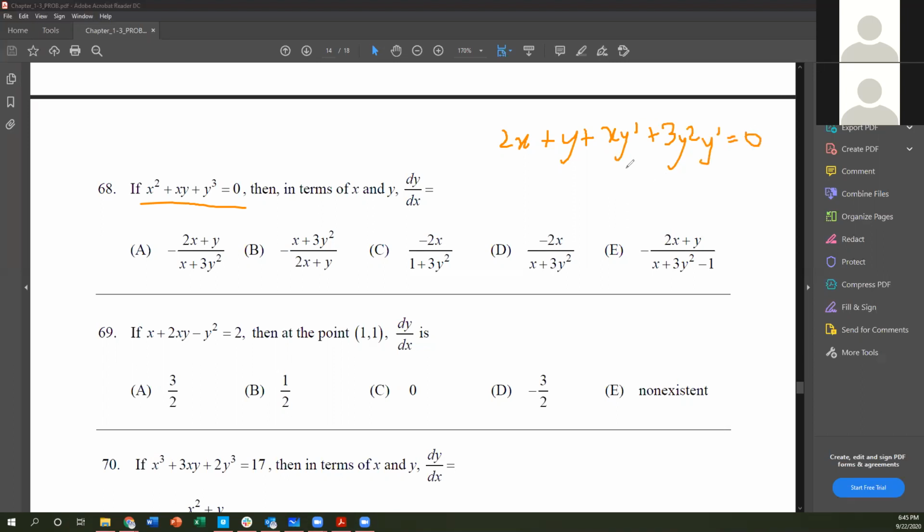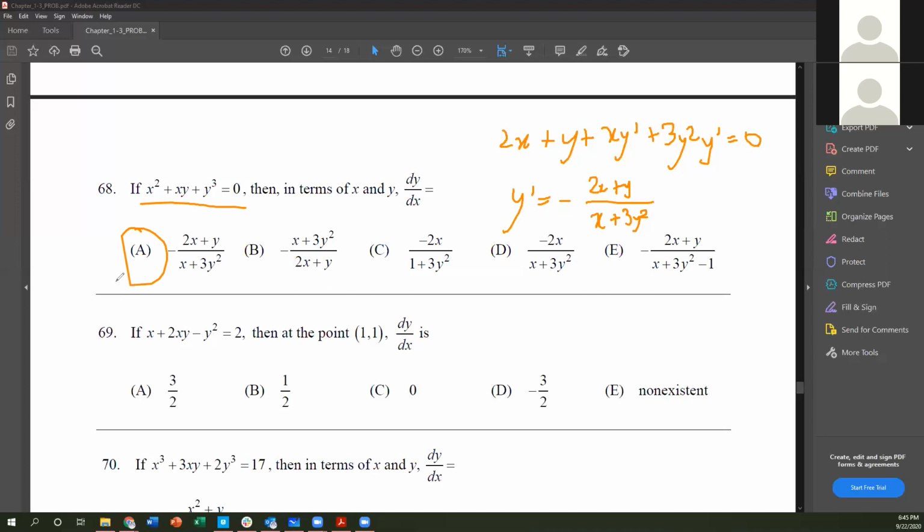So now you solve for y prime. Let's try and do this in our head. I'm going to move the negative 2x and y over to this side, so I'll have negative 2x plus y in the numerator. And then I'm going to factor out the x and the 3y squared, so I'll put that in the denominator because I'm going to eventually divide by that. Which answer choice matches that? I think it's A, right? Mm-hmm. I think A is the correct answer.